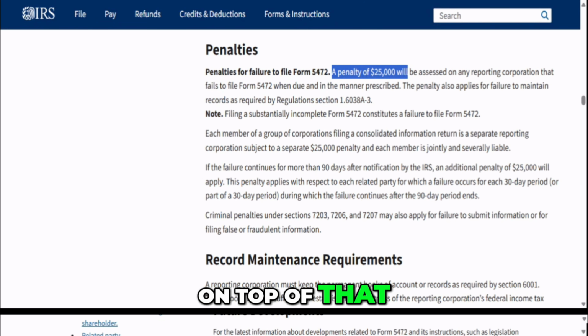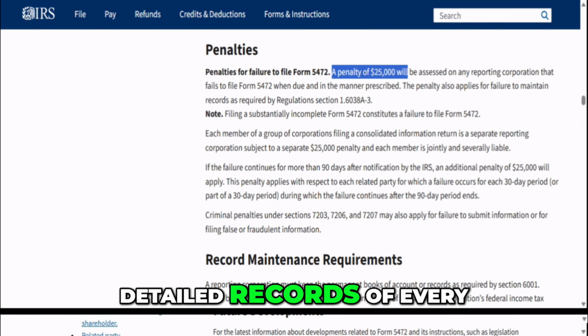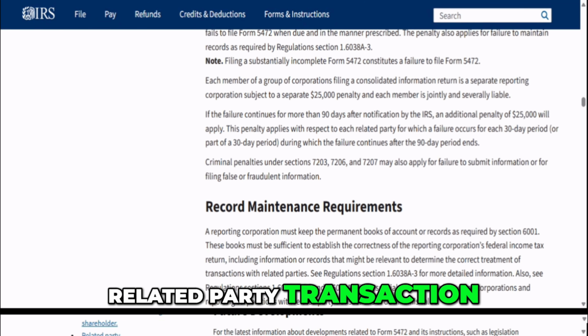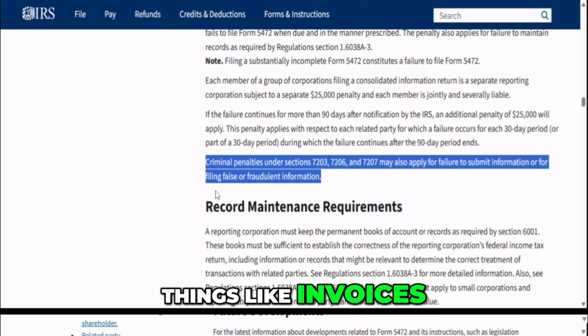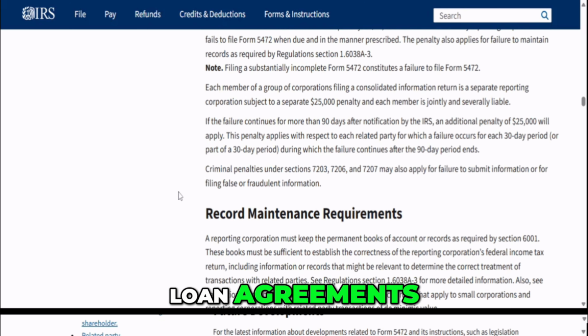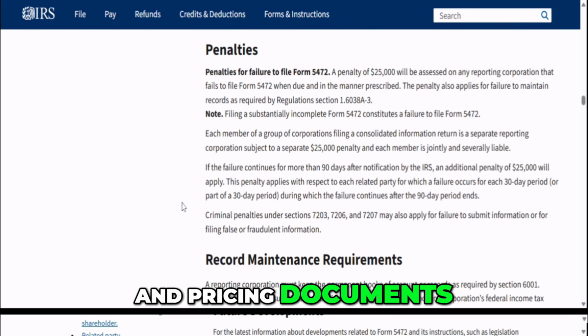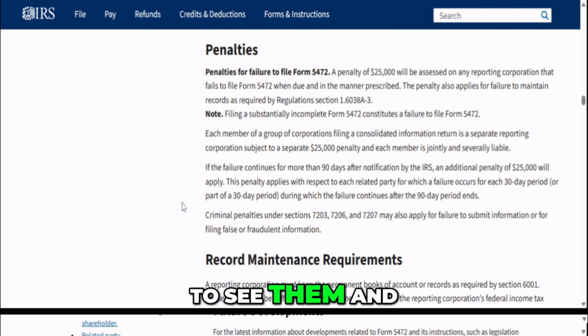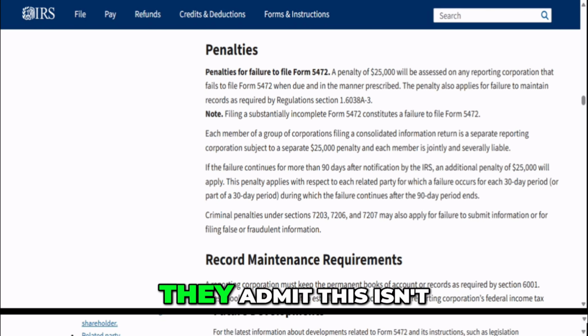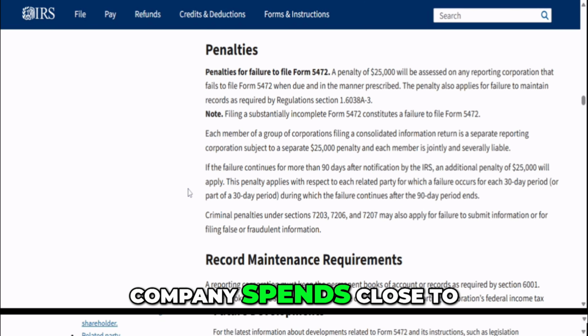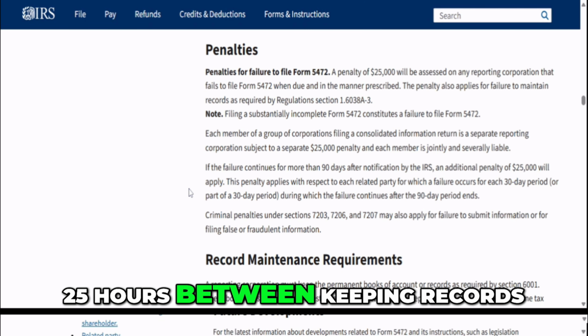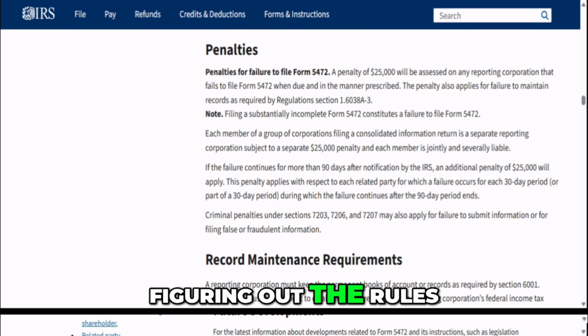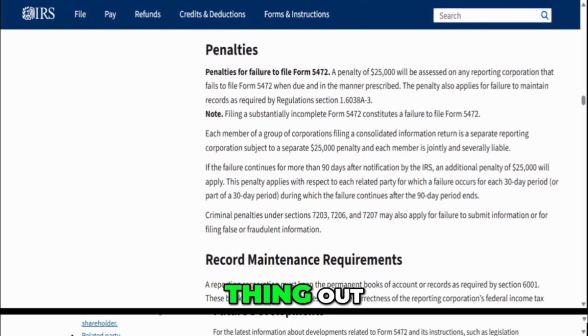On top of that, you're supposed to keep detailed records of every related party transaction, things like invoices, contracts, loan agreements, and pricing documents. The IRS can ask to see them, and if you can't back up your numbers, that's trouble. They admit this isn't a quick form. They estimate the average company spends close to 25 hours between keeping records, figuring out the rules, and actually filling the thing out.